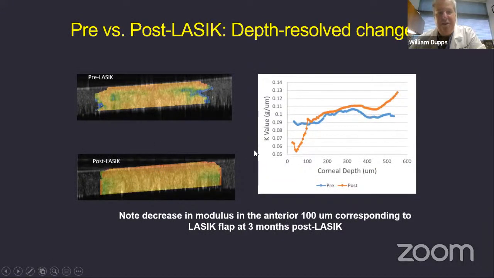If we look at that as a depth-resolved plot here, we see that band of blue stiffness is lost. And if we plot that by depth, you can see that in the first 100 microns, there's a significant drop in the anterior stiffness, right where the femtosecond flap was made. And then it gradually, as we get deeper in the cornea, returns to normal.